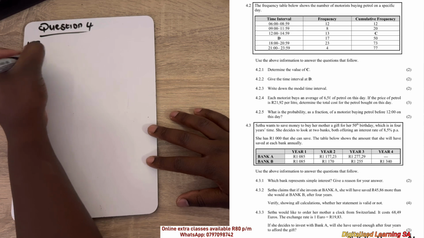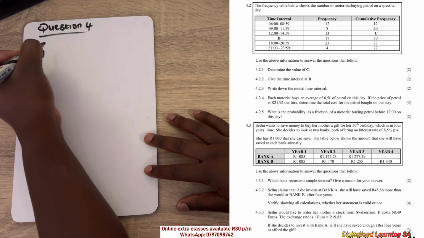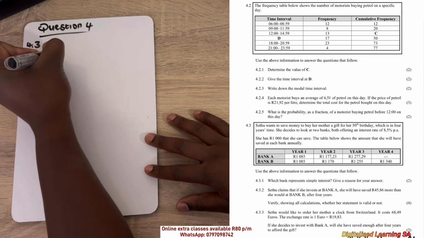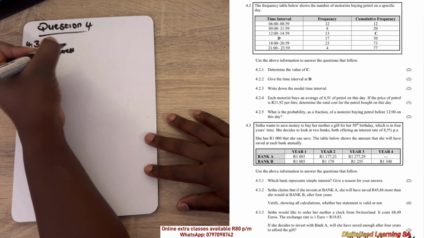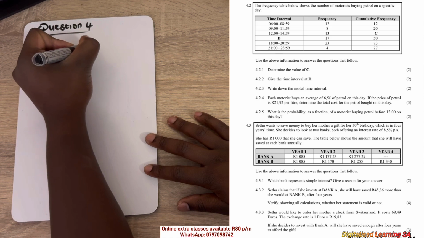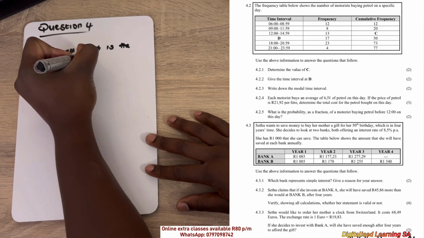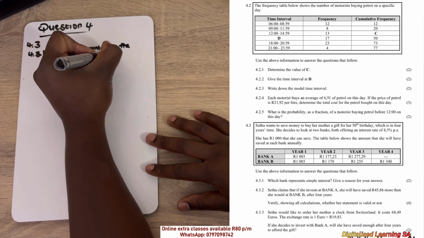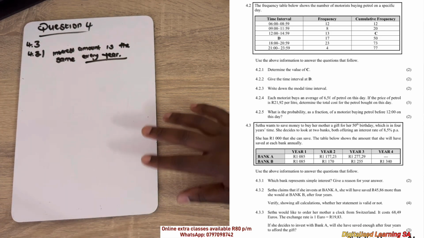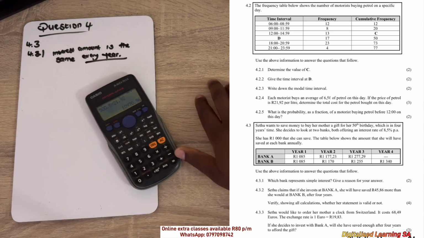We are told to use the above information to answer the questions that follow. So we'll start with question 4.3.1. Question 4.3.1 says, which bank represents simple interest? Give a reason for your answer. So simple interest basically means that the interest amount is the same every year. So that's simple interest. It means that the interest amount is the same each and every year.